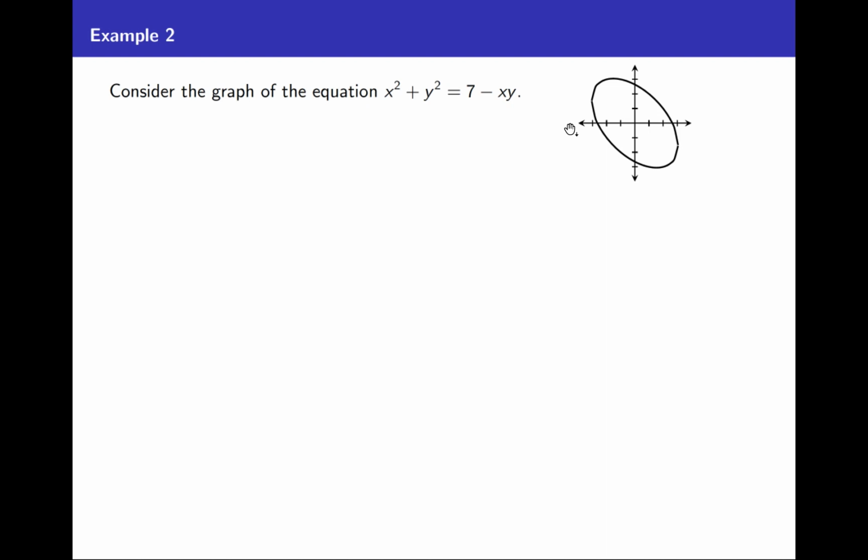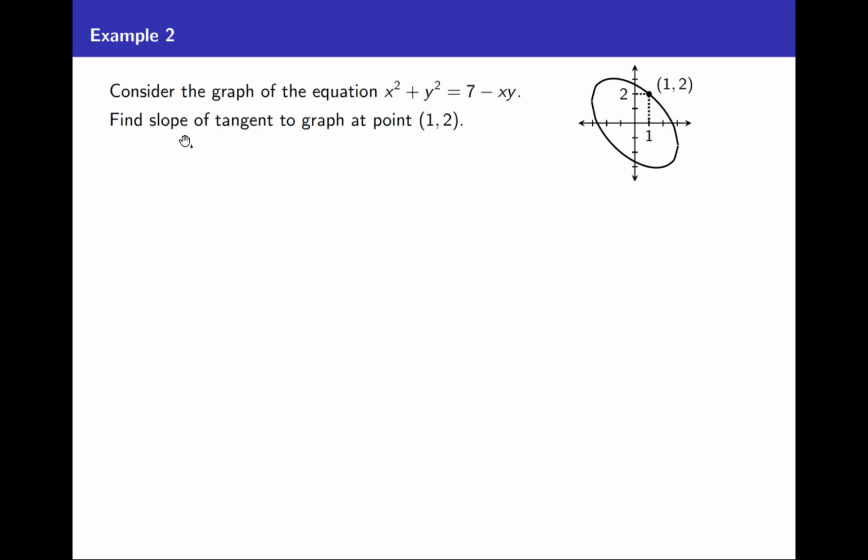So the y-intercepts are plus or minus square root of 7. And in fact, if you graph this carefully, it looks like this. It's not a circle, but rather an ellipse with x and y intercepts at square root of 7. And you can check that this graph contains the point (1, 2). x equals 1, y equals 2, because if you work out 1 squared plus 2 squared, that equals 7 minus 1 times 2. The point (1, 2) satisfies the equation. So it's on the graph.